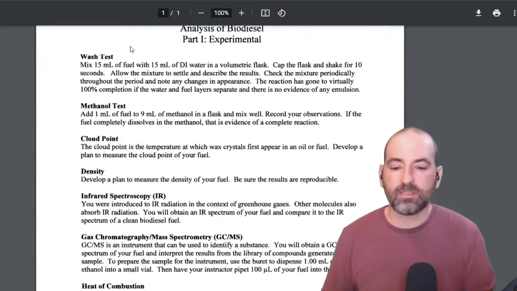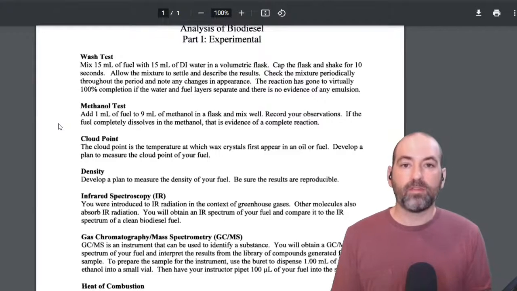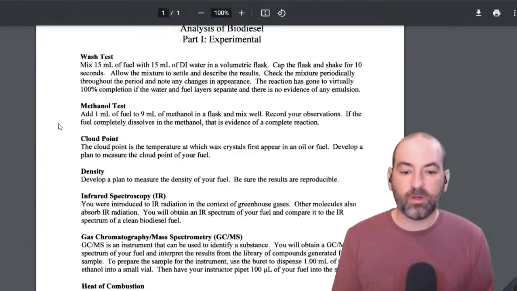The methanol test is a good way to test for unreacted oil because the biodiesel dissolves in methanol, but the original vegetable oil does not.